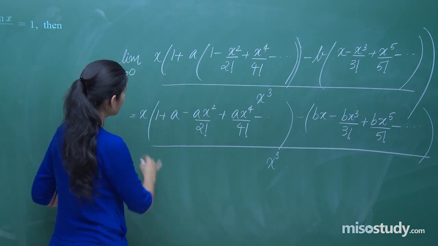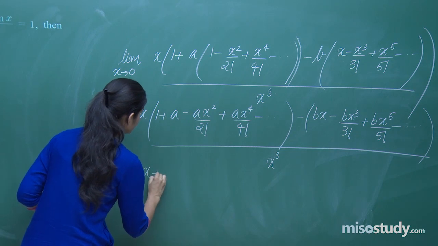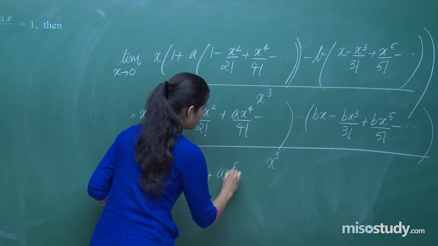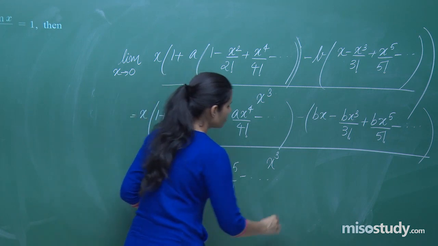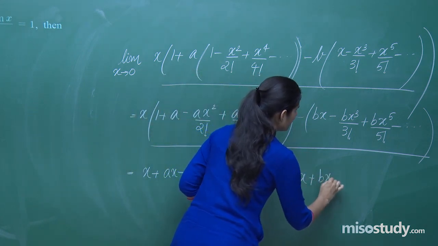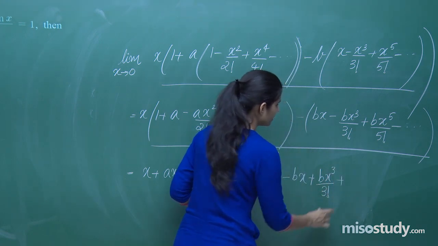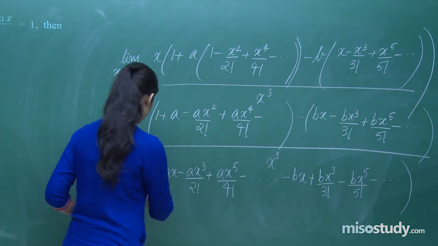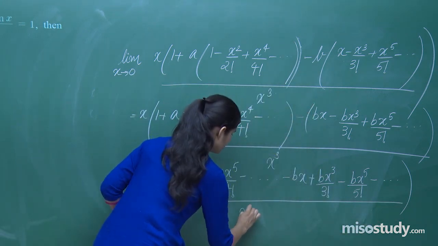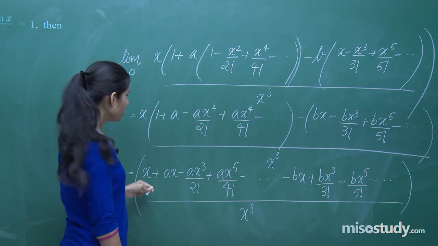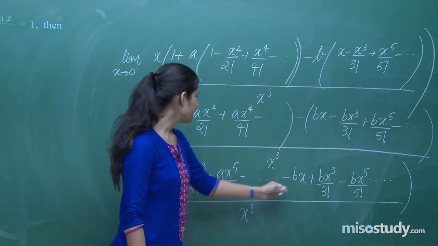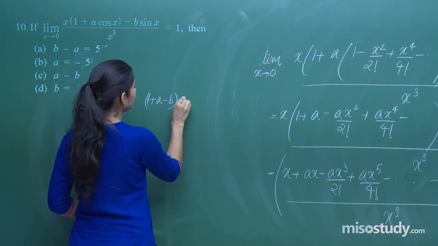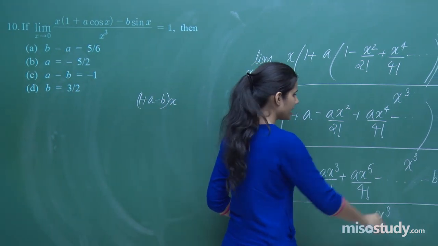Now if you see, you basically are left with, let's open this up completely, x plus ax minus ax cube by 2 factorial plus ax to the power 5 by 4 factorial minus and so on, minus bx plus bx cube by 3 factorial minus bx to the power 5 by 5 factorial and so on, whole upon x cube. So now you have x, ax and minus bx. So you have 1 plus a minus b, that is, 1 plus a minus b times x.